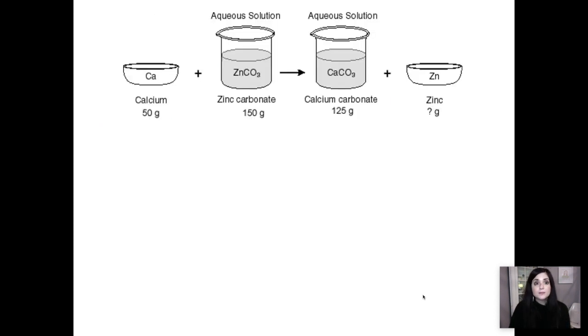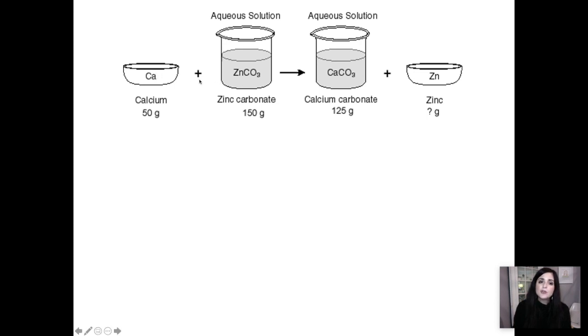Here's another one. In this case, I have 50 grams of calcium, and I'm reacting that with 150 grams of zinc carbonate. And this is an aqueous solution, which means that it's dissolved in water. So I have 50 grams plus 150 grams, I have 200 grams of my reactants. Again, that's on the left side of the arrow. Anything that's on the left side is always a reactant.